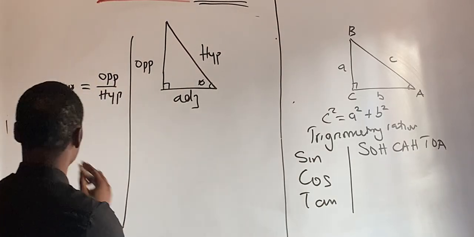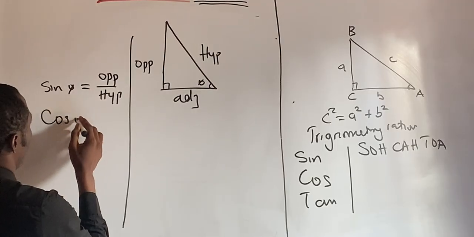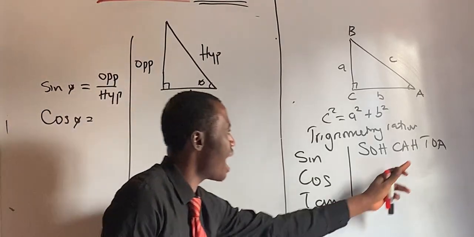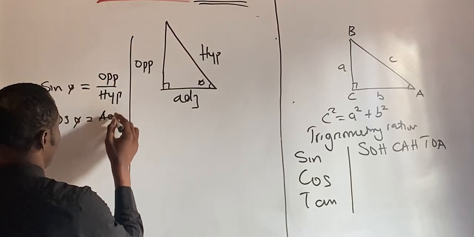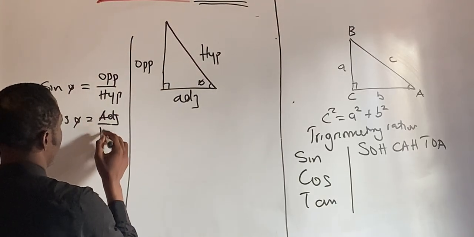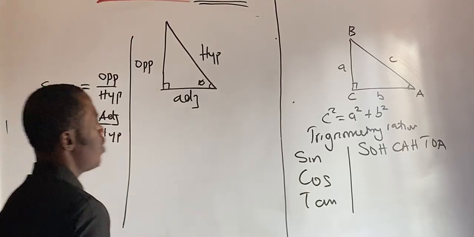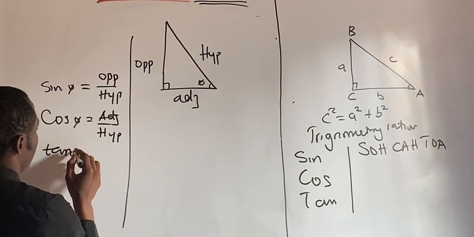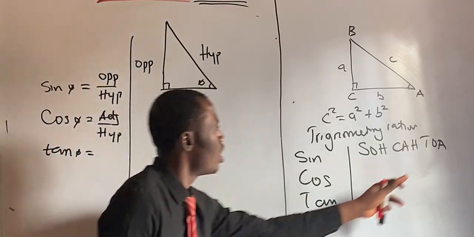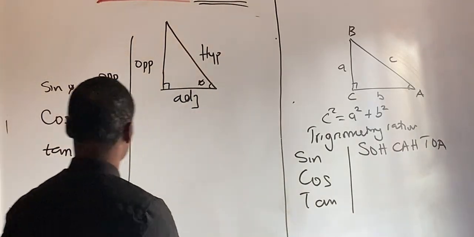Then go to cos. Cos theta will be adjacent over hypotenuse. Then we go to tan. Tan theta will be opposite over adjacent.